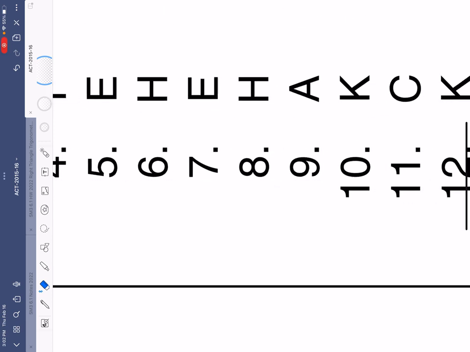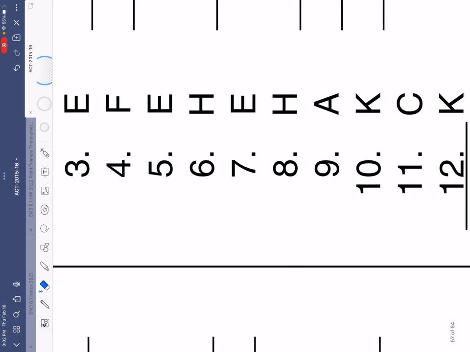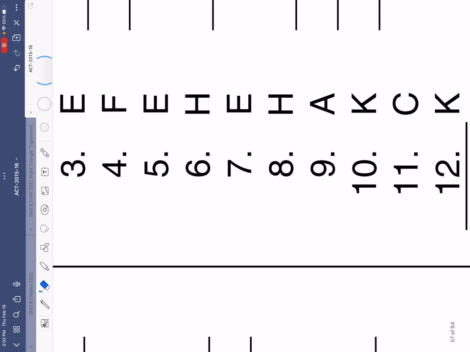So we've got 7 is E as in echo. 8 is H as in hotel. 9 is A as in alpha. 10 is K as in kilo. 11 is C as in Charlie. And 12 is K as in kilo. So get those down. I'll go through those with you.